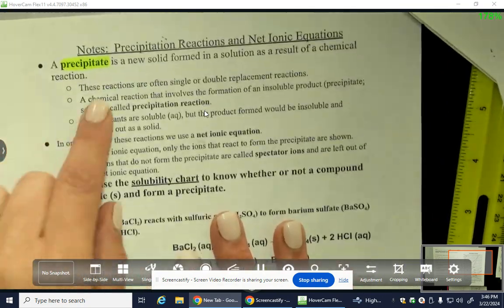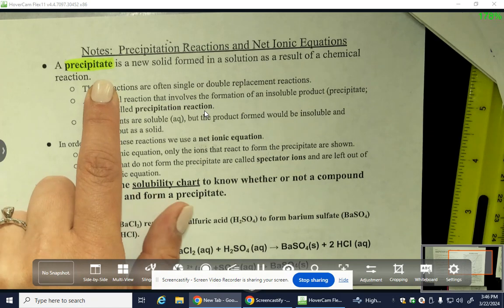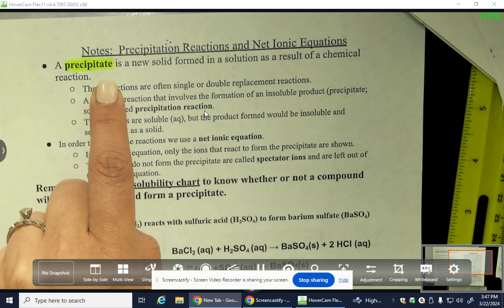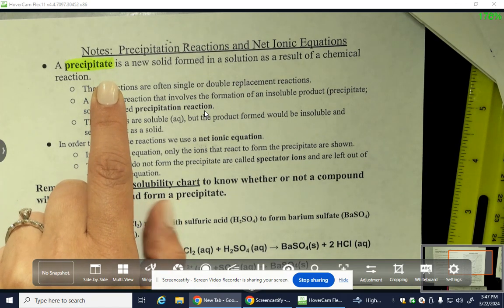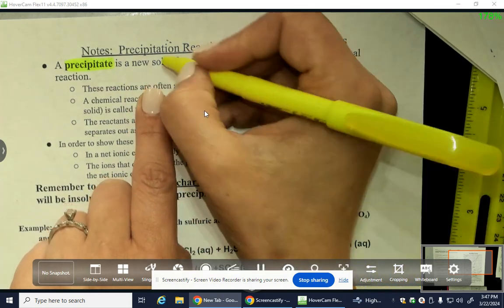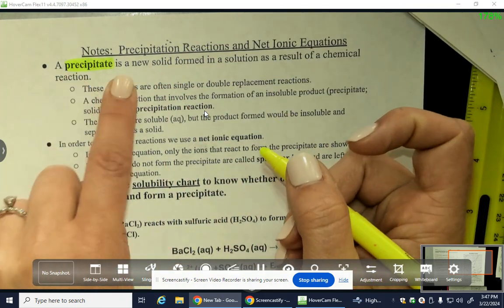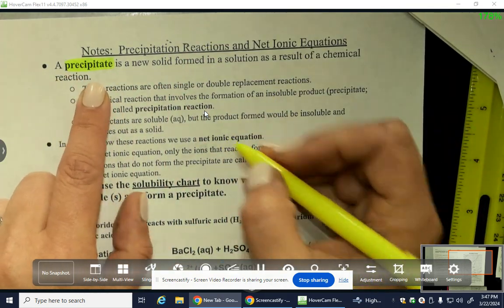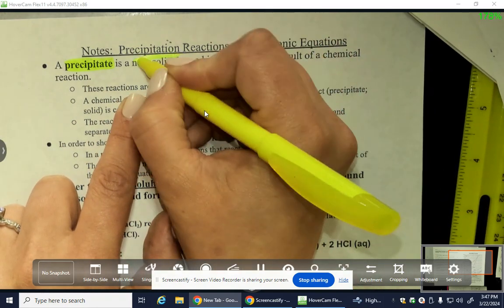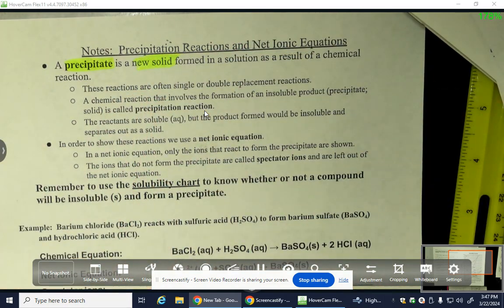Remember, a precipitate was one of our signs of a chemical change. We really hit it when we were doing our different types of chemical reactions, right? And just a reminder, it is not a liquid, not like precipitation. So this is a new solid that forms when you mix two liquids.